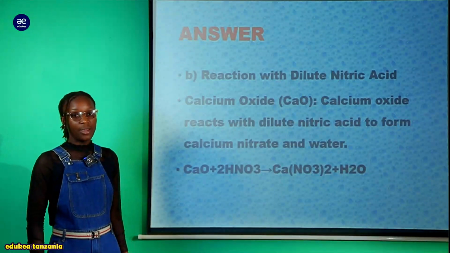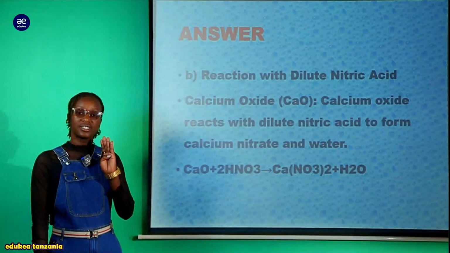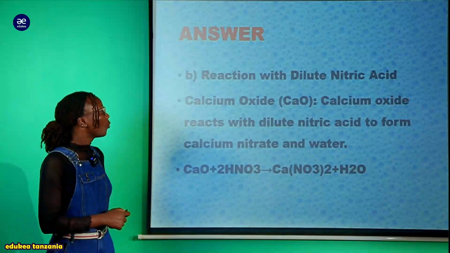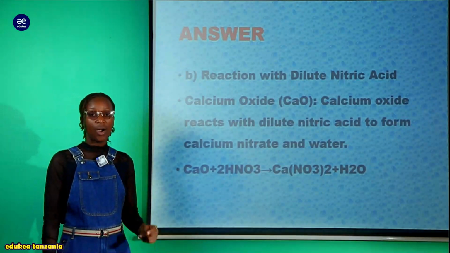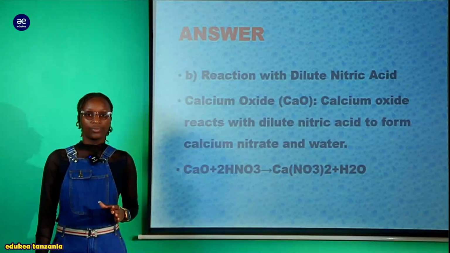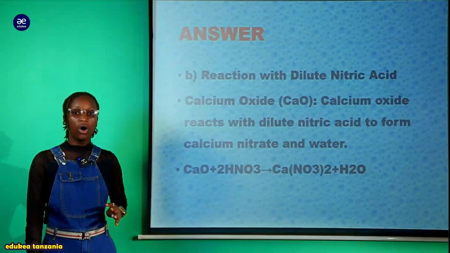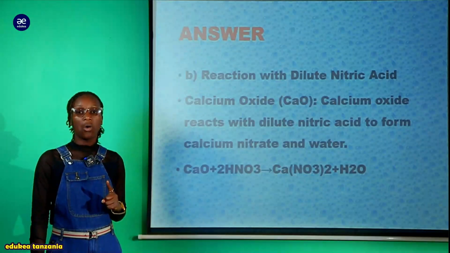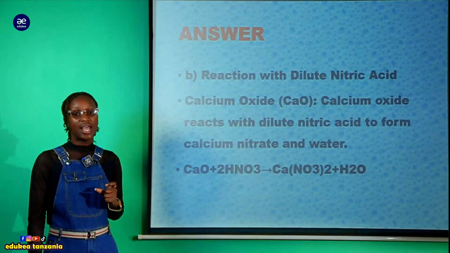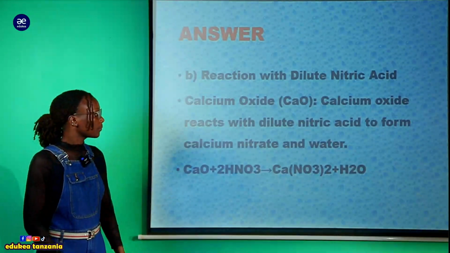So the part B, we are going to treat those 4 metal oxides with the reaction with the dilute nitric acid. So you can see how our question is very long. Kwa hiyo tunaenda kutreat zile 4 metal oxides with the single compound ambayo ni dilute nitric acid.